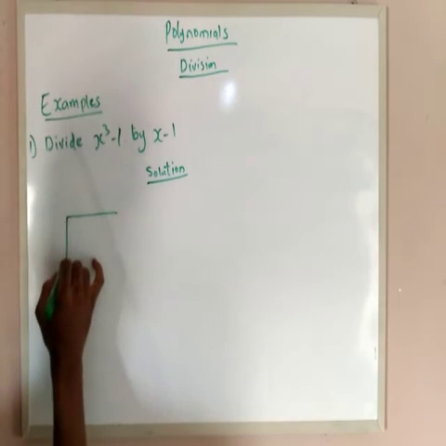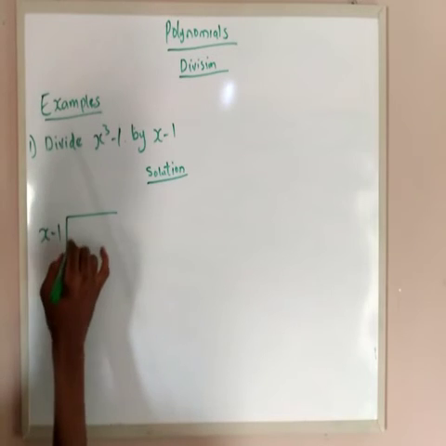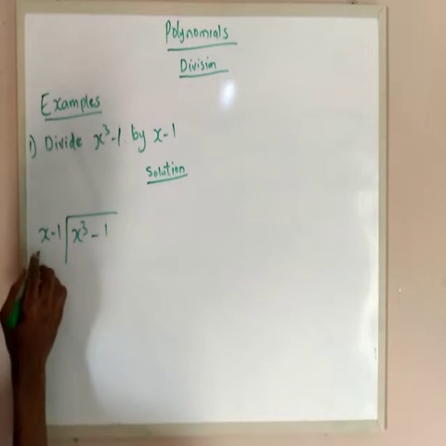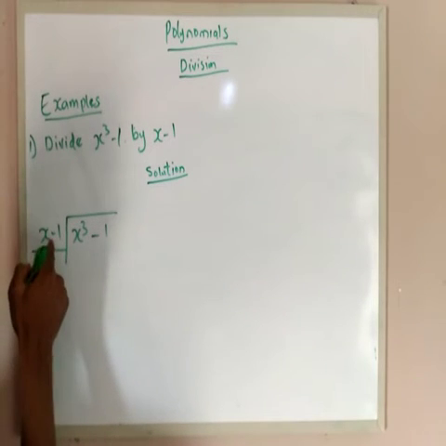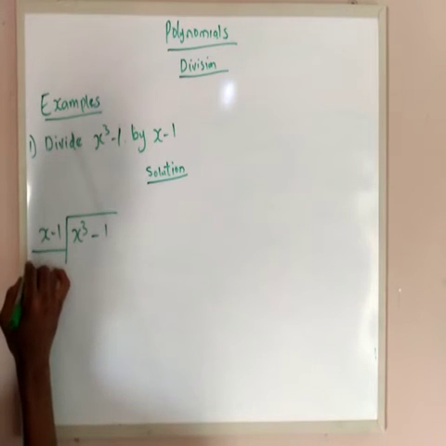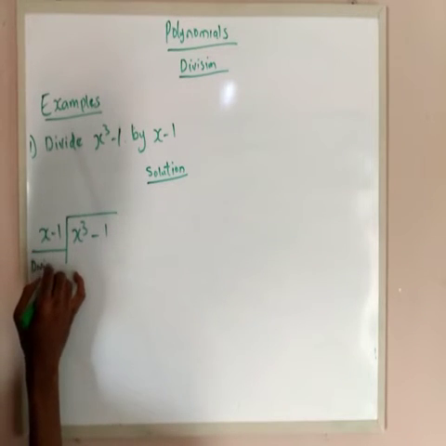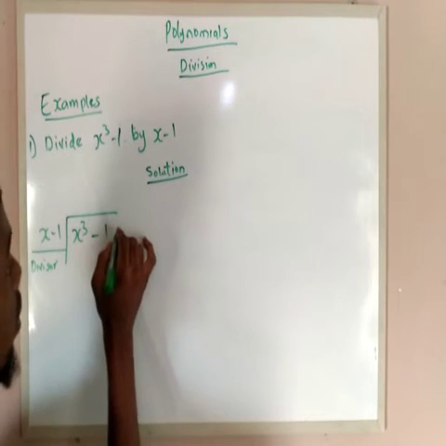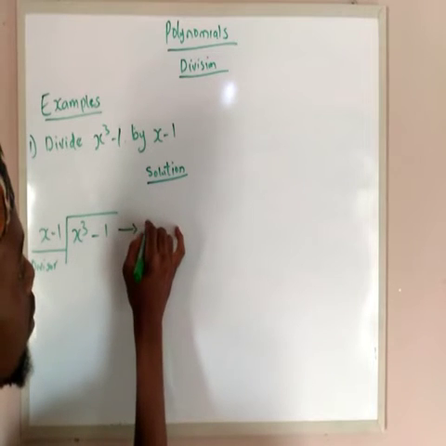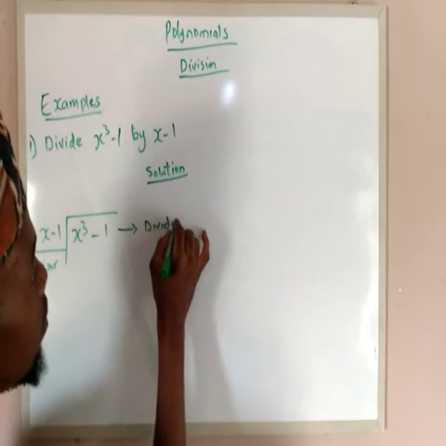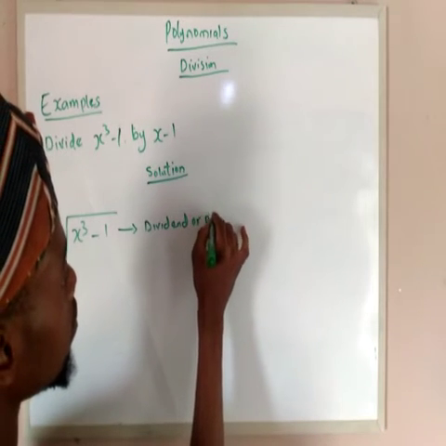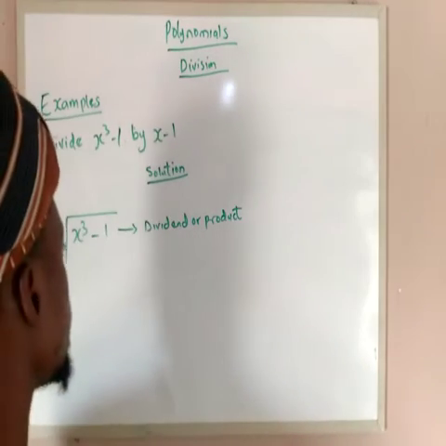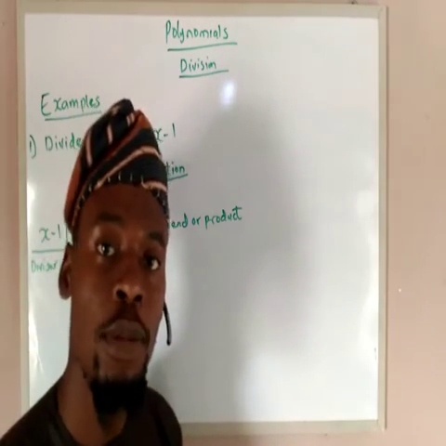We draw our table. We have x minus 1 here. We have x raised to power 3 minus 1. What is out here, what we want to use to divide, is called the divisor. And what is here, that is what we are dividing, we call it the dividend or product. So let's go. This is how we do the division of polynomials.